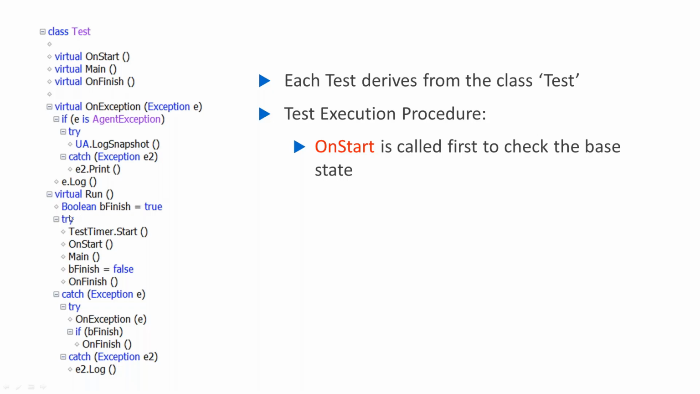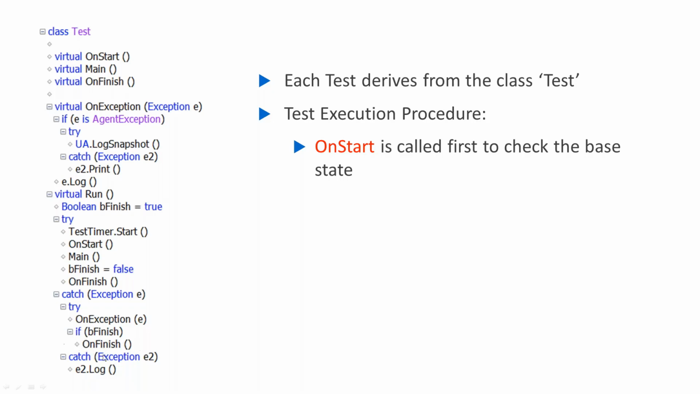Now, if there's an error, you notice we're in a try catch. So if an error occurs anywhere here, then control passes to the catch, and we're going to go ahead and try to call onException, which is built in. Again, you don't change that. What onException is responsible for is reporting the error, and in many cases, taking a snapshot. So it's reporting an error for you. Then, if the error had not occurred inside of onFinish, the onFinish will get called.